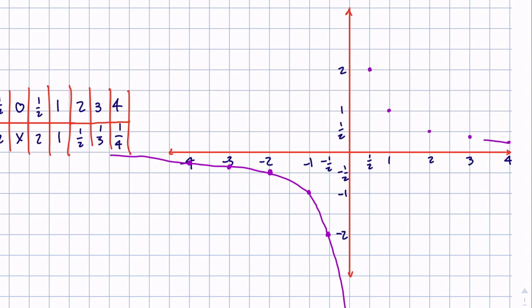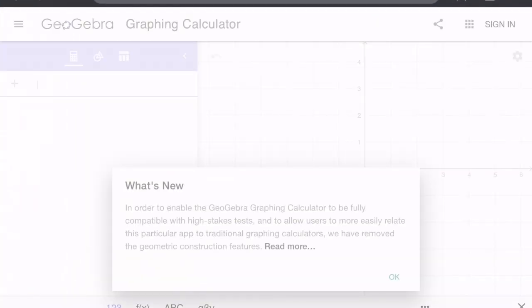It's going to go up if I draw it right, and get closer and closer to 0, but it's never going to get there. And it's going to go along and go closer and closer to 0. And let me show you on GeoGebra what that looks like.